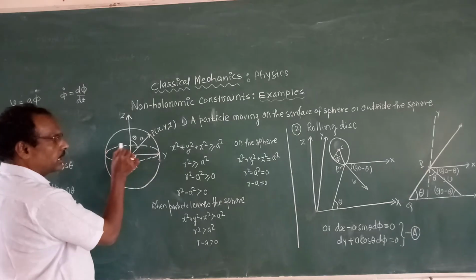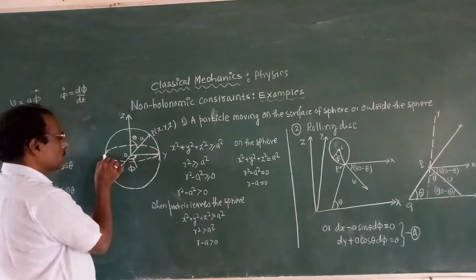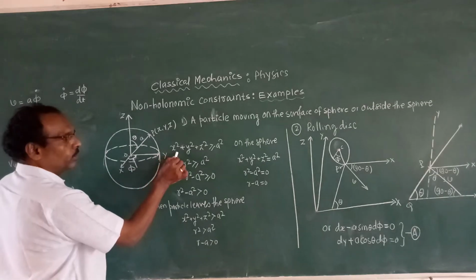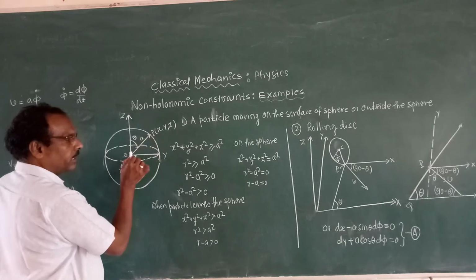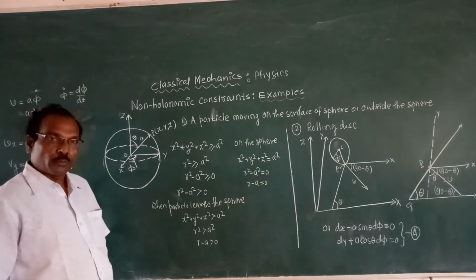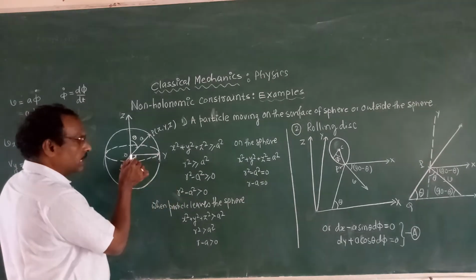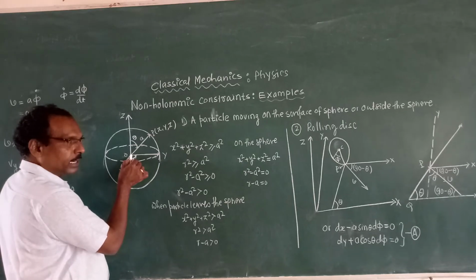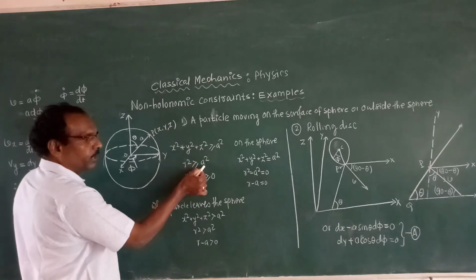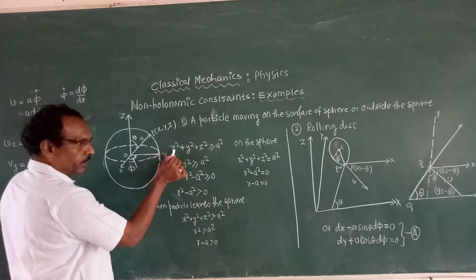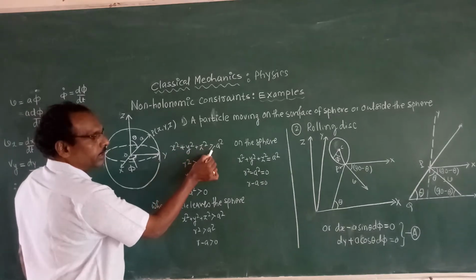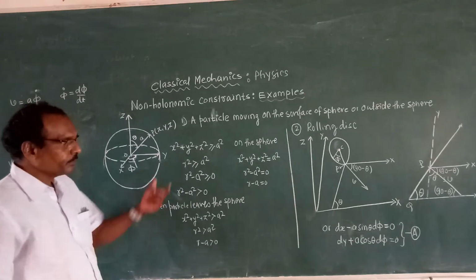Say in this way, a particle is moving on this surface and slides down. So when it leaves the surface, the radius or the position vector R may not be equal to the radius of the sphere. Position vector R from the center of the coordinate system is greater than or equal to the radius of the sphere. Therefore, we have written x square plus y square plus z square, which is greater than or equal to a square.